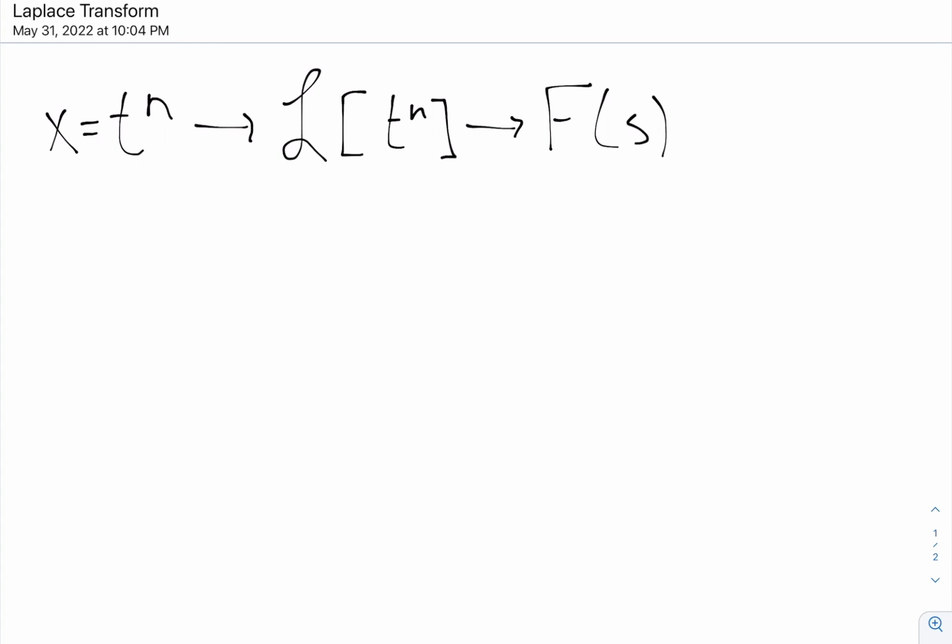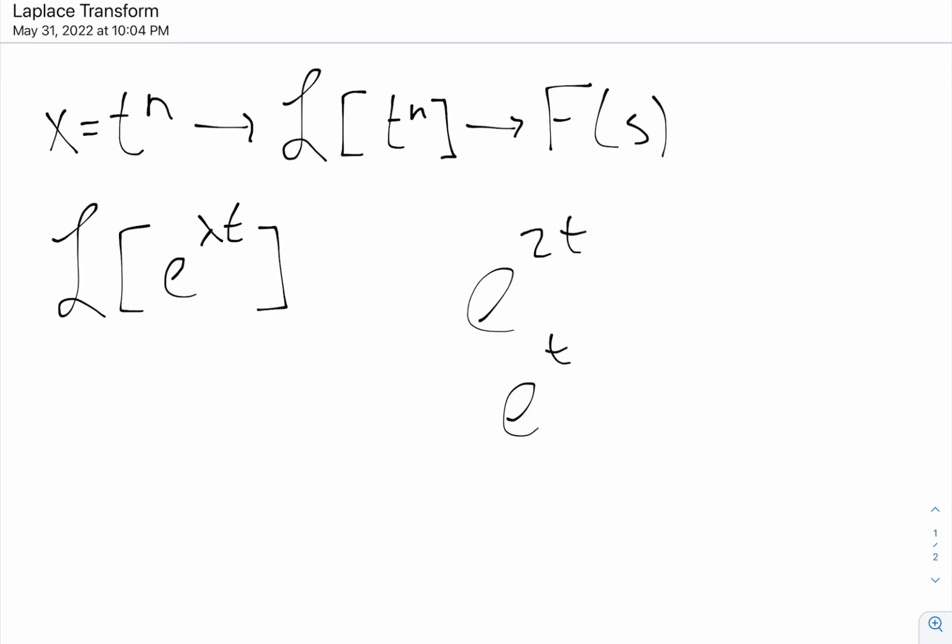So let's take a classic example, the Laplace transform of e, the exponential, to the power of lambda t. This is a fairly basic function. Lambda is just some constant, so it could be like e to the 2t, e to the 1t, e to the 5t. Lambda could also be negative, but I'm going to give you the specifics on that after we solve this. So actually, instead of e to the lambda t, let's just say f of t.